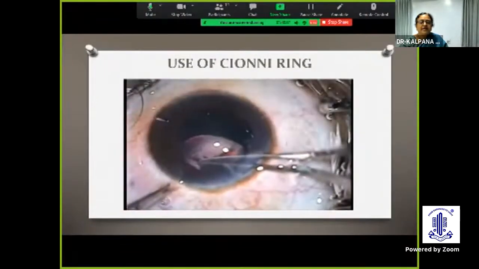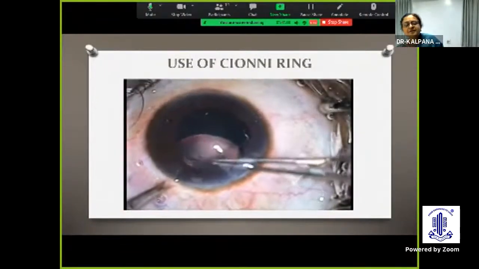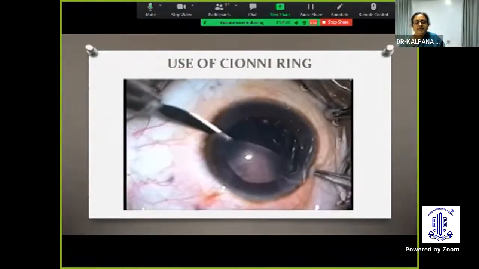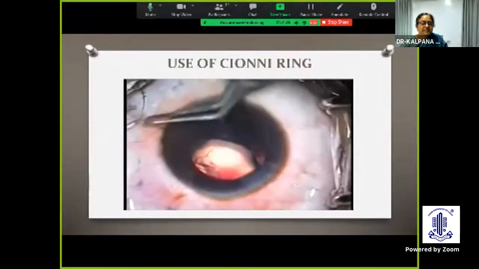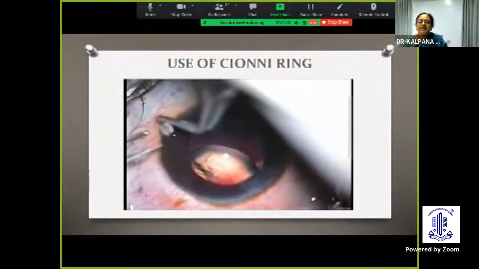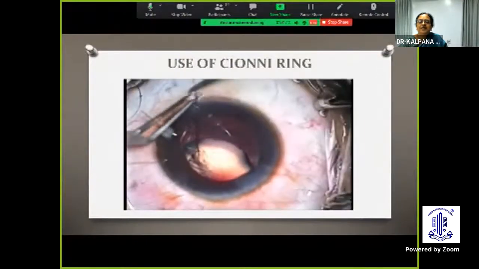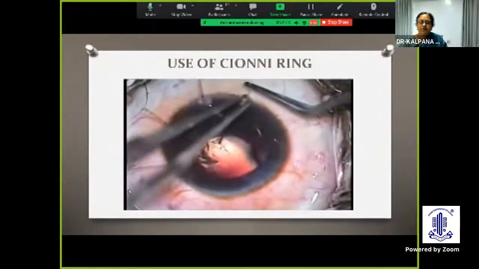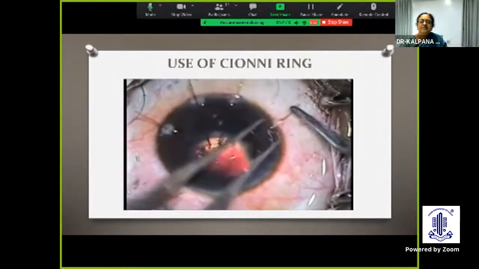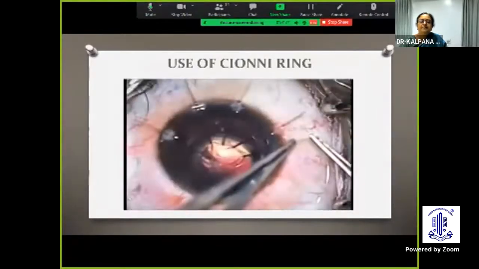It's a good technique, and the only thing is it's time consuming. And also, like I mentioned, the learning curve is a little longer, and one should be technically sound to handle such cases. But it does have good results. If you have done some cases and if you have confidence, definitely it is a good option for treating these kids with ectopia lentis.